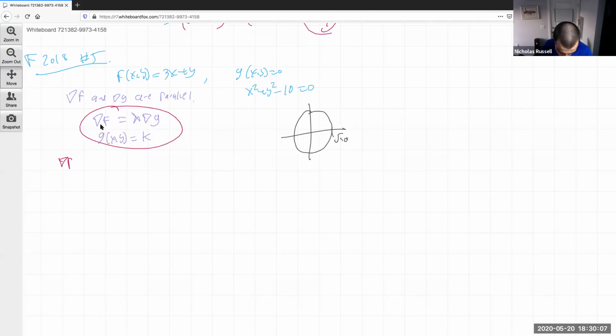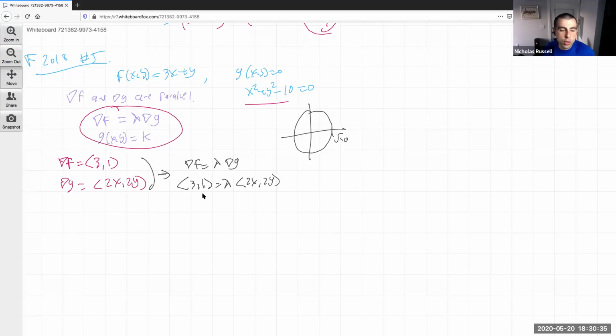So the first thing you do is compute the gradient of both the constraint and the function itself. The gradient of f is equal to (3, 1). The gradient of g is going to be equal to, in this case, just (2x, 2y). And so, putting these together, we want to find where (3, 1) is equal to lambda times (2x, 2y).